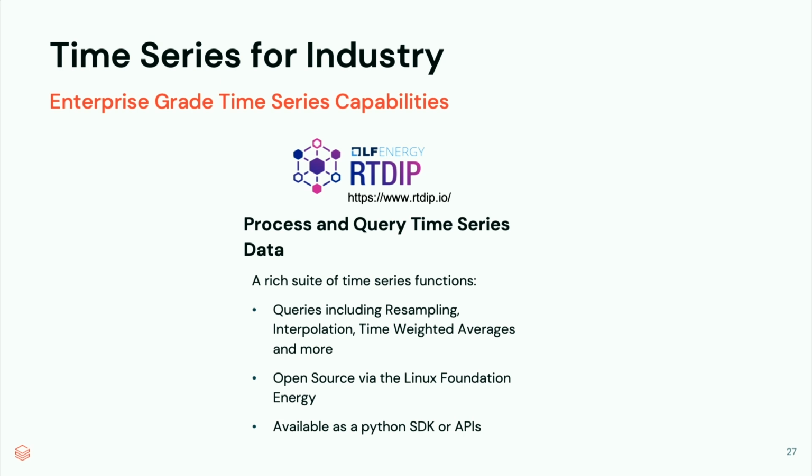So you can download it and install it. The other one, which is available here, is an open source package that is available through the Linux Foundation. It's the Energy project. I'm from Shell, so that's where we open sourced it. The RTDIP is open source. We're very proud of it. But it also provides you with a rich set of functions that you can use to query time series data. So you get all of your queries like resampling, interpolation, time-weighted averages, which I can tell you is not a simple thing to write, circular averages, interpolation of time, a number of different queries.